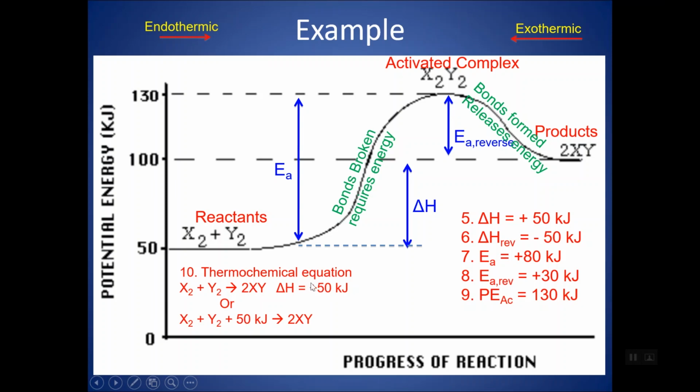Positive means it's endothermic. It should be a reactant. It's 50 kilojoules needed overall to be absorbed in the reaction. So it is a reactant, it's on the left, and I can put it like this instead. Either one of these ways is a correct way of writing a thermochemical equation.